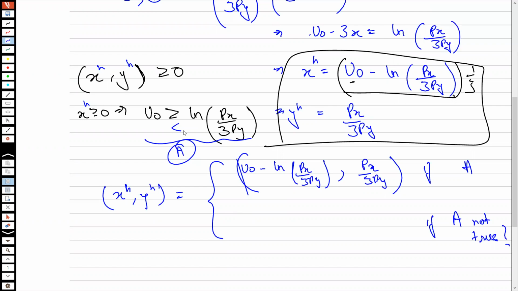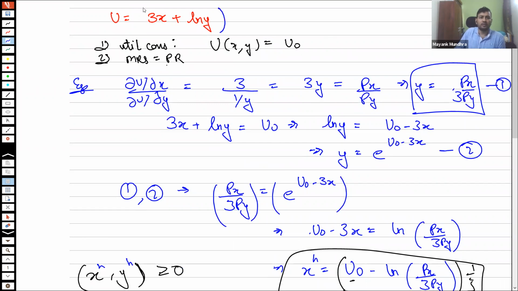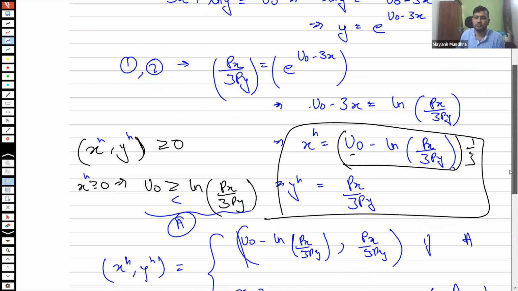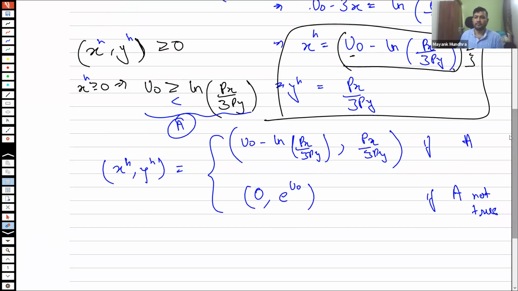Xh will be equal to 0. Very good. So x becomes equal to 0. So come back to this equation. In this equation, I'm taking x equal to 0. So what happens to the value of y? ln y must be equal to u naught, which implies y must be equal to e to the power u naught. So this becomes (0, e to the power u naught). That is how you can find your Hicksian demands.